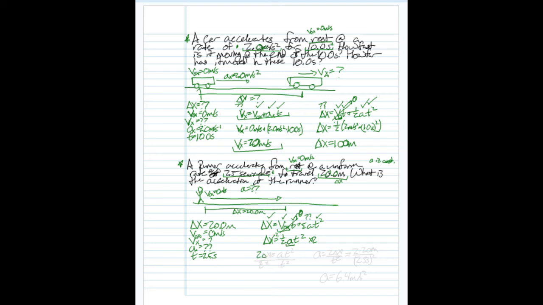That gives me 2 delta x equals at squared. Now I have to get rid of this t squared, so I'm going to divide both sides by t squared. That gives me acceleration is equal to 2 delta x over t squared. Now I can plug in my numbers: 2 times 20 meters divided by 2.5 seconds squared. When I plug it in a calculator, I get 6.4 meters per second squared.